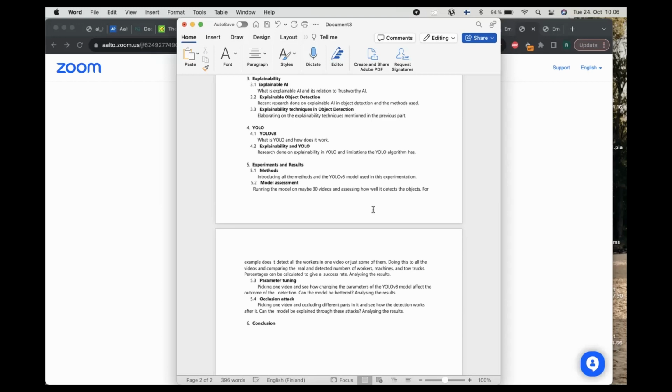The second is tuning the parameters that YOLO has, the parameters that it works on, and they can be changed. So taking one video where it doesn't work super well, it detects partially, but not all the time, and trying to improve the way it works through this parameter tuning. And the third one is an occlusion attack, choosing some points that would seem reasonable and adding some sort of patches there and seeing how the model reacts to them. And then the final chapter is the conclusion.